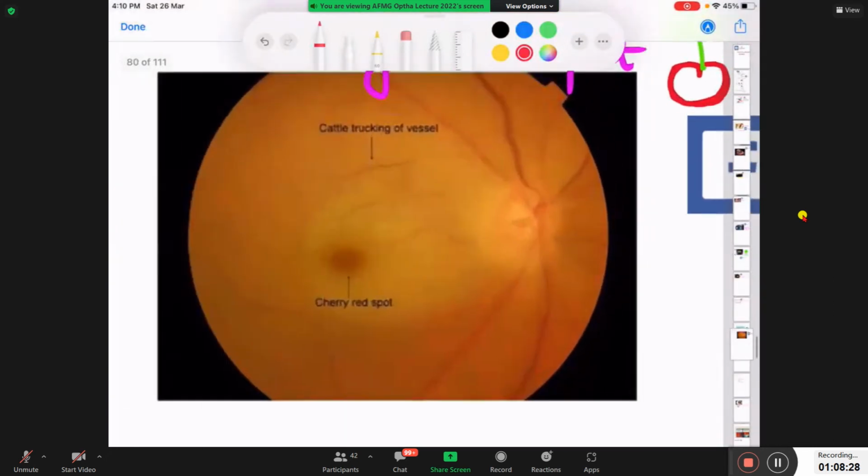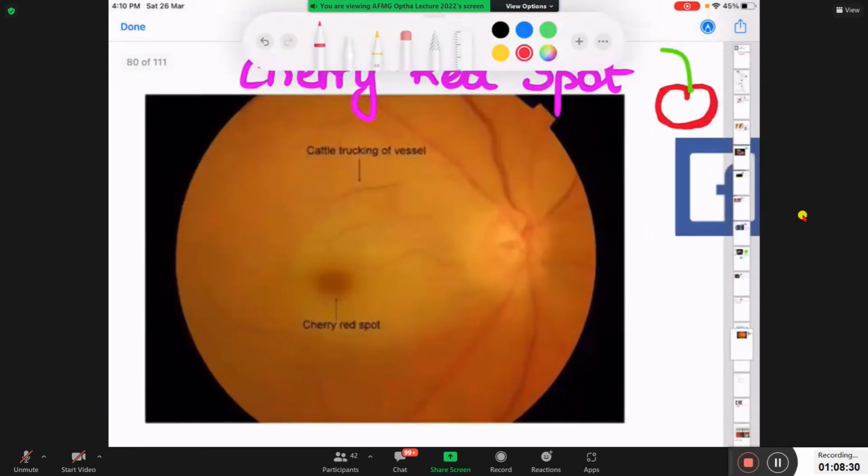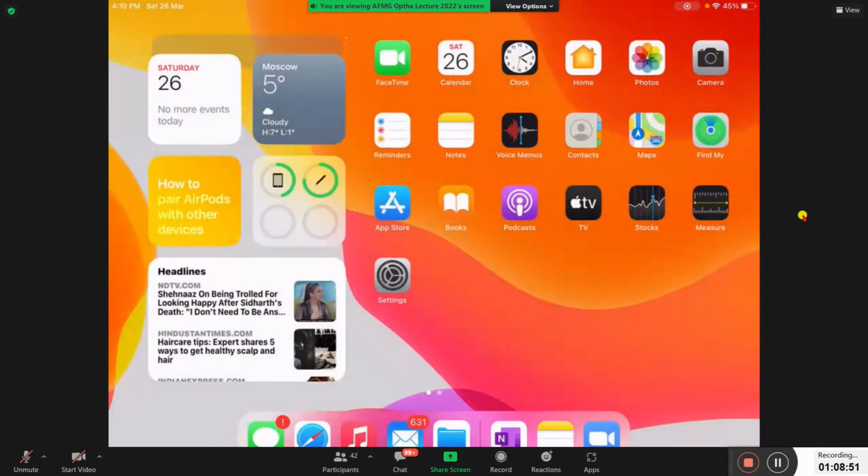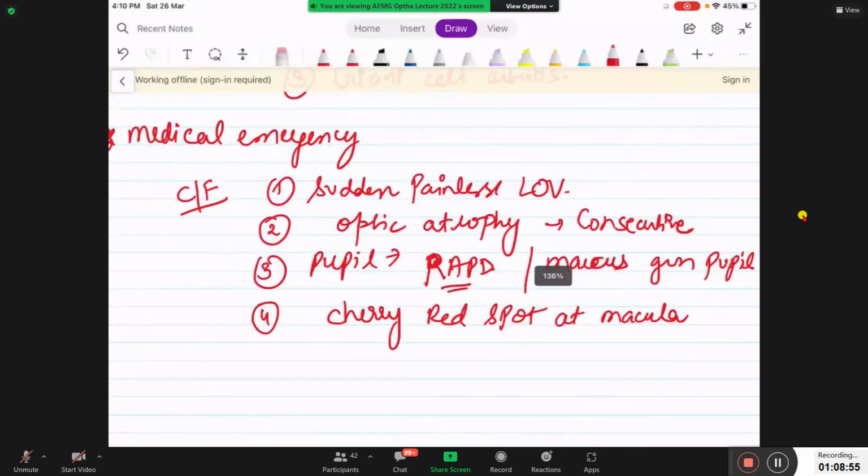See, can you see the retina is relatively pale? It is not pink in color. The surrounding area is pink, and can you see this hyperpigmented spot? This is your cherry red spot. This is a typical finding seen in CRAO patients. Cherry red spot is seen.